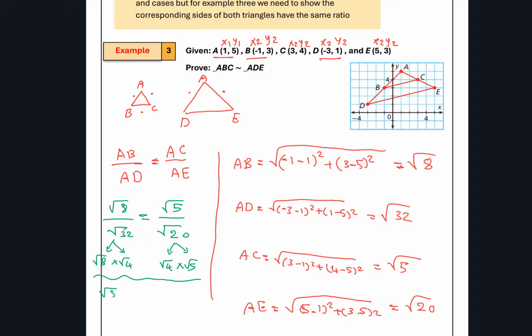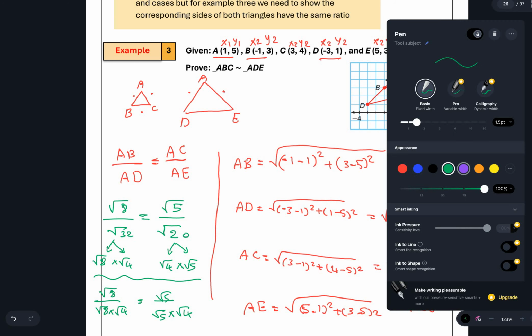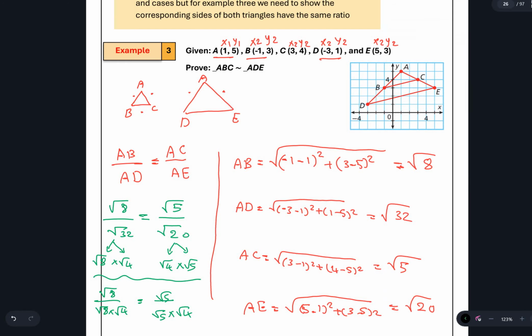So square root of 8 over square root of 8 times square root of 4 is the same as square root of 5 over square root of 5 times square root of 4, which is square root of 20. Then, students, we can cancel the same radicals because it's multiplication, and 5 also. We get 1 over square root of 4, we get 1 over 2, so final answer going to be 1 over 2, and we get the same ratios in both sides, so this is going to be the answer.